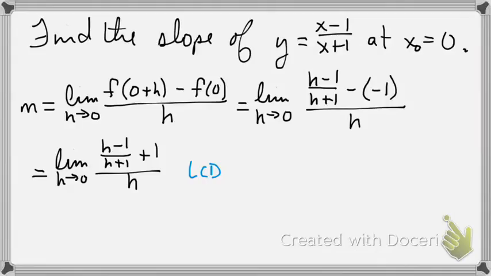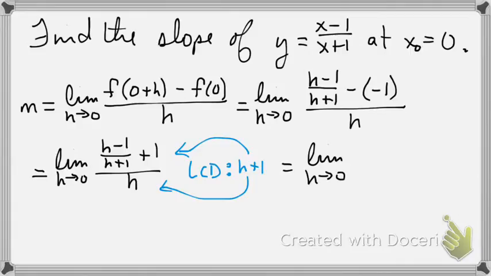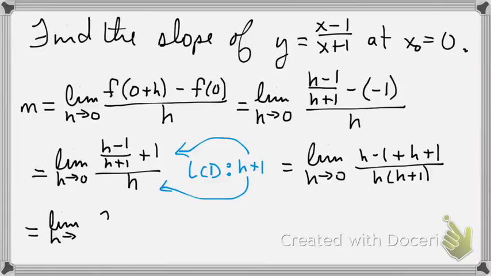So the LCD is what? H plus 1. And we multiply the top and the bottom of the main fraction bar. So I have the limit as h approaches 0. That's now going to be just h minus 1 plus h plus 1 times 1 over h times h plus 1. And what happens in the top? The ones cancel. We have 2h over h plus 1.